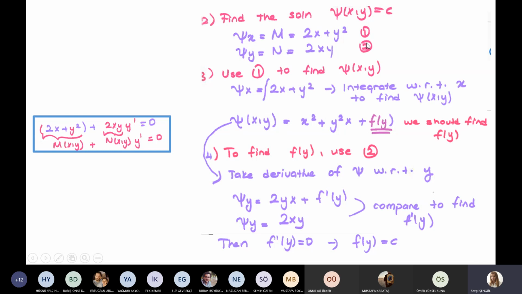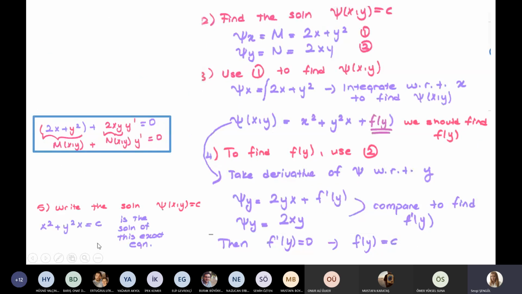To find f of y, we will use the second equality. We know also that the derivative of this function with respect to y should be equal to 2xy. Then let me take the derivative of that one with respect to y. The derivative of x squared is 0. Think of this one as a constant, we are taking a partial derivative. And the derivative of that one with respect to y is 2yx plus whatever this f's derivative is. And this should be equal to that one. Then let's compare this one. Let's make it equal. If they have to equal each other, then the derivative of f with respect to y should be 0. If it is 0, take the integral of each side. f of y should be a constant.